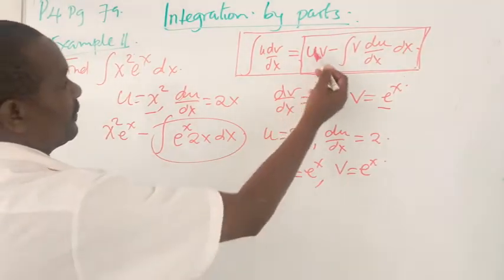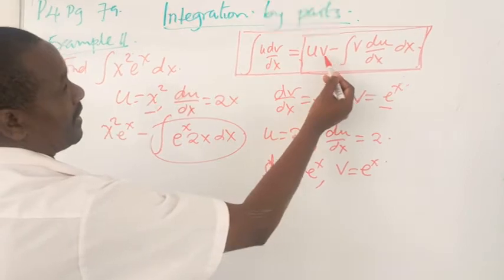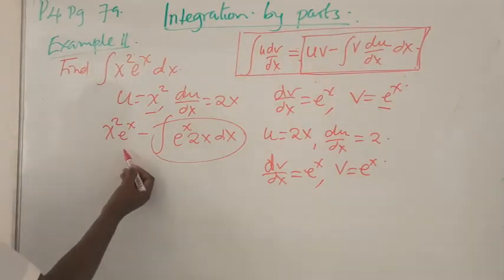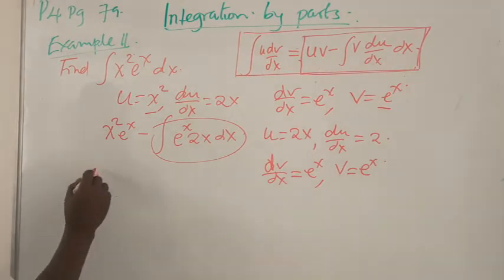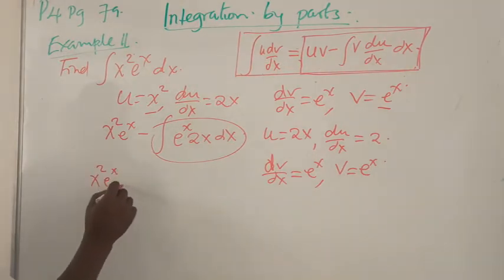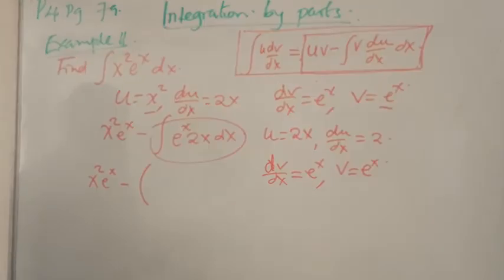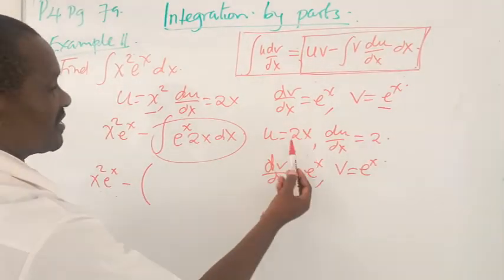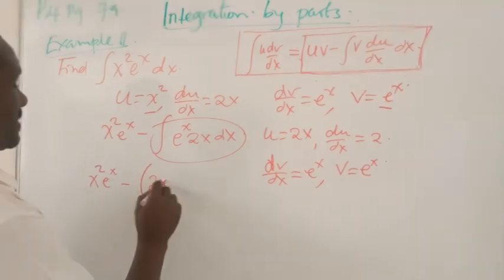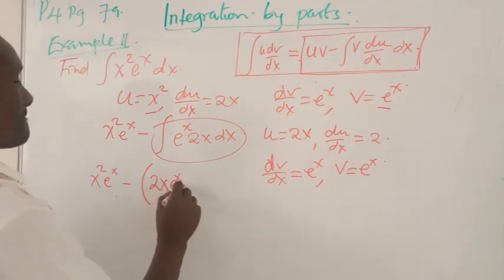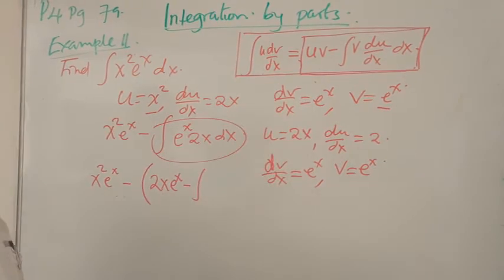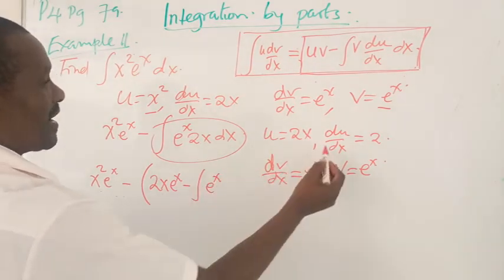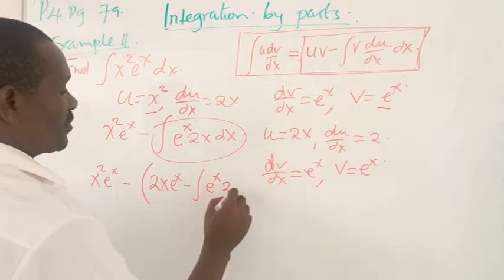Substituting now u and v, this part at least to have a format that is resembling that one. This part is finalized, so we have x squared e^x minus open bracket now, because we are subtracting the whole thing. uv, what is u? 2x, and v e raised to power x minus the integral of v du dx e raised to power x, and du dx is simply 2.